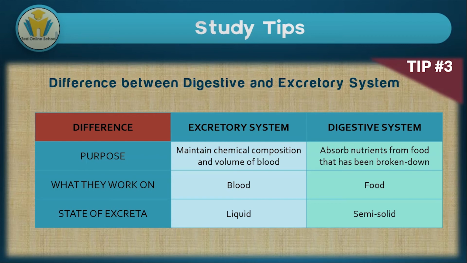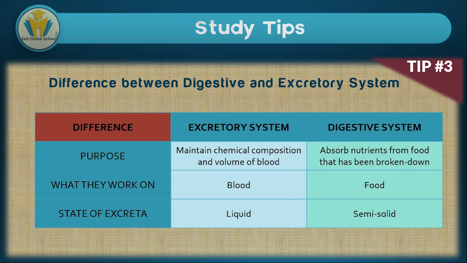The first thing is that their purpose is different. The excretory system's main job is to maintain the chemical composition and the volume of blood, while the digestive system absorbs nutrients from food that we take and has been broken down. The excretory system works on blood, while the digestive system works on food. It's also very essential to look at the states of the excreta that is involved in both systems. The excretory system excretes its waste as liquid, while the digestive system excretes its waste as a semi-solid. These are some major differences between these two systems and can help you differentiate them once you get confused.